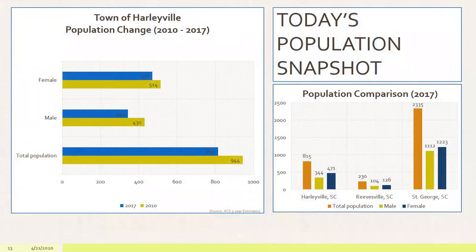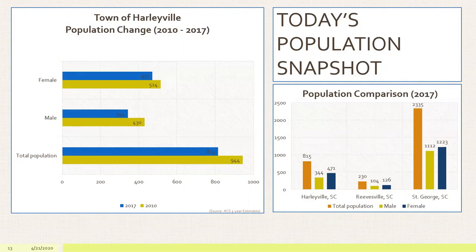Moving forward to today, the chart on the left here is showing population change from 2010 to 2017 data. The 2017 data is shown in blue, while 2010 is in green, showing both female and male as well as overall population numbers in those 2 years. You'll see that both the male and female numbers are decreasing over that time period. The chart on the right here is showing the 2017 population comparison between Harleyville, Reevesville, and St. George, just for some context.